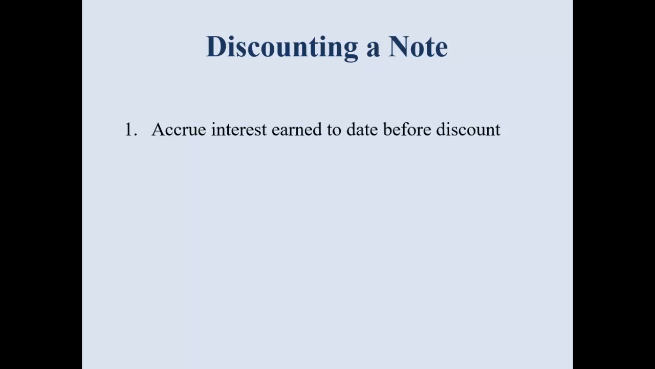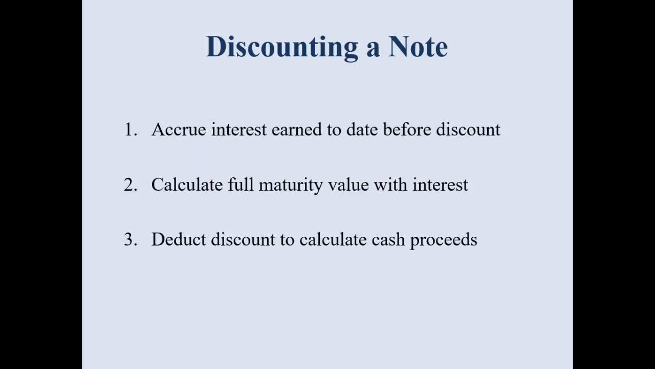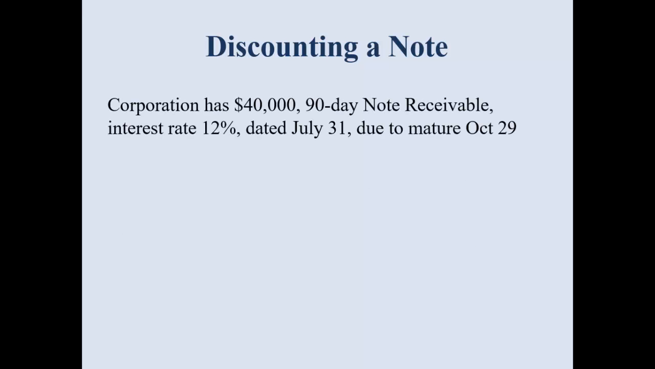The first step is to update your interest, just like when you sell an asset, you'd have to update depreciation. You're selling a note receivable, so update your interest receivable and interest revenue. You accrue interest earned to date before the discount, and then calculate the full maturity value, principal and interest. Then you deduct the discount that the bank charges you. Think of that discount as a fee to calculate how much cash you actually get.